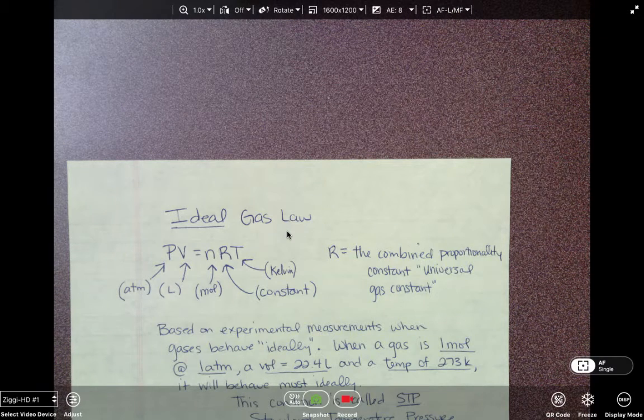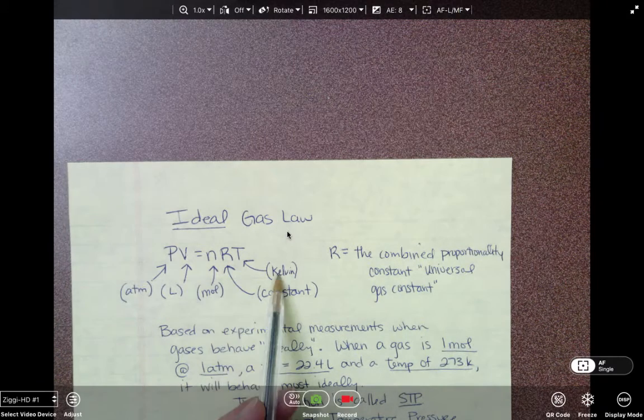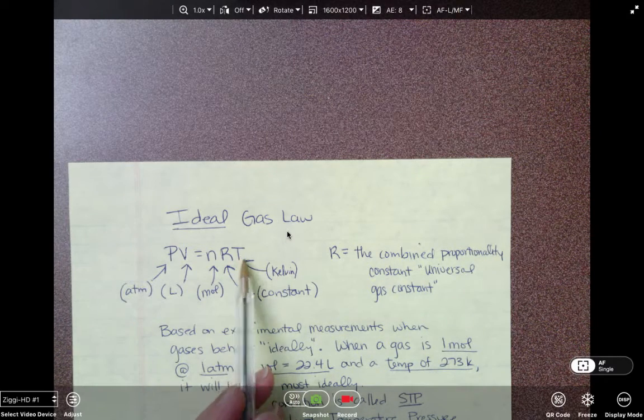Well, they came up with an equation, and that equation is PV equals nRT. That is the ideal gas law equation. Pressure is measured in atmospheres, volume is measured in liters, n stands for the quantity or the number, which is the moles. R is the constant, and then T is temperature in Kelvin.